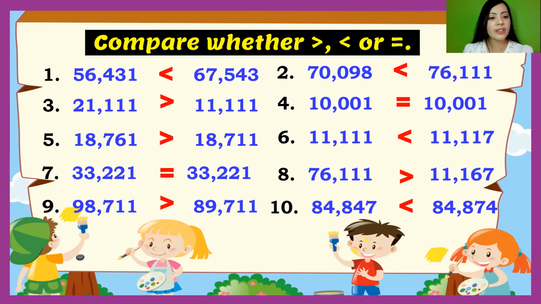11,117. Number 7, 33,221 is equal to 33,221. Number 8, 76,111 is greater than 11,167. Number 9, 98,711 is greater than 89,711. Number 10, 84,847 is less than 84,874. There you have it.